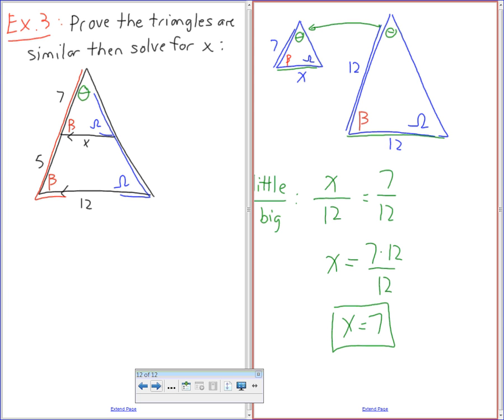Wait, why do you have to divide when it says it's equal? No, because it's like a fraction. It's like a fraction equals a fraction, right? That's what it's supposed to be.